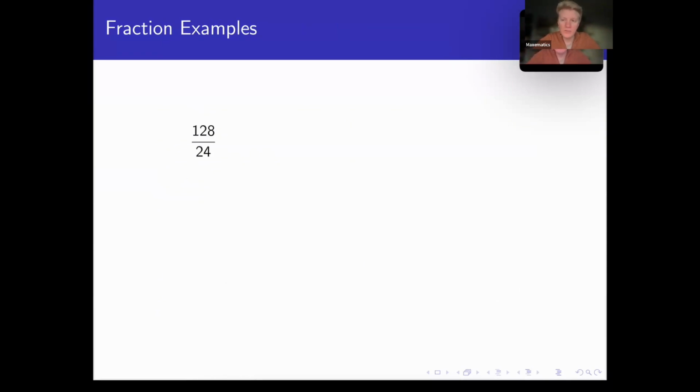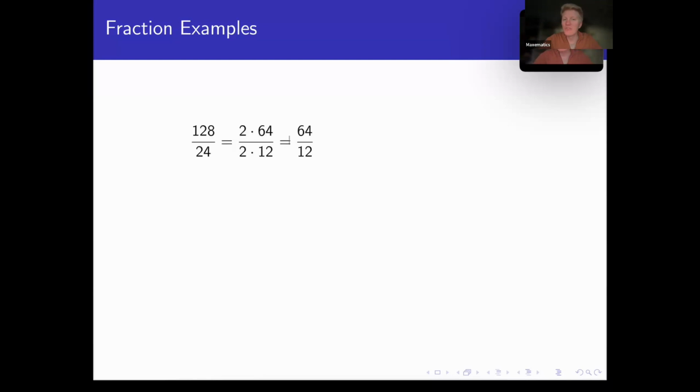So what we want to do is find a number that divides both 128 and 24. Well, if you don't right away see a number that divides both, just go for small numbers. For example, 128 and 24, they're both even numbers. So let's divide both by 2. Well, 128 is 2 times 64. 24 is 2 times 12. So since we were able to rewrite both as a multiple of 2, we can now cancel out those 2's.